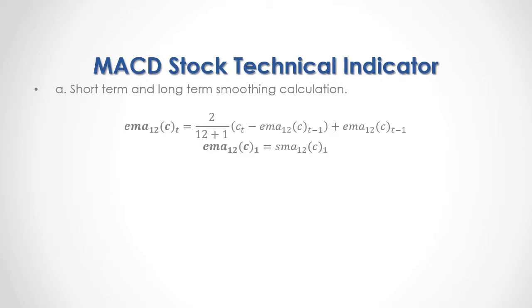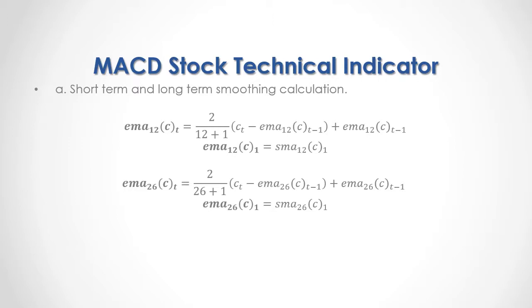For the initial 12 days exponential moving average of close prices, it is equal to a 12 days simple moving average of close prices. The calculation of long-term smoothing is also done through an exponential moving average of close prices, but in this case for 26 periods.